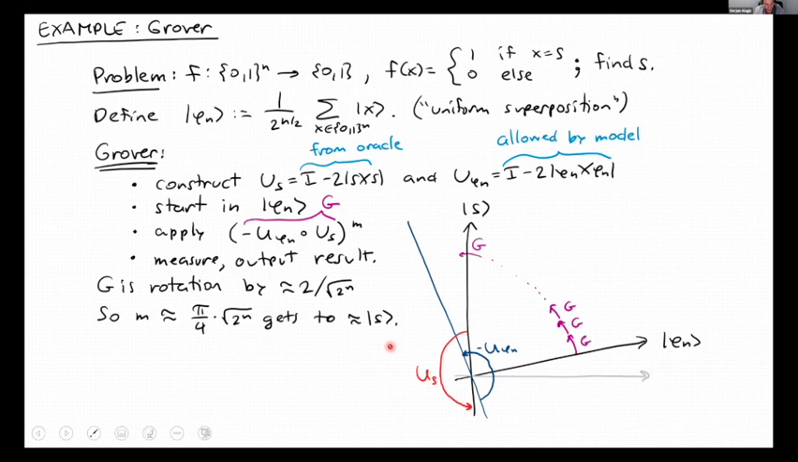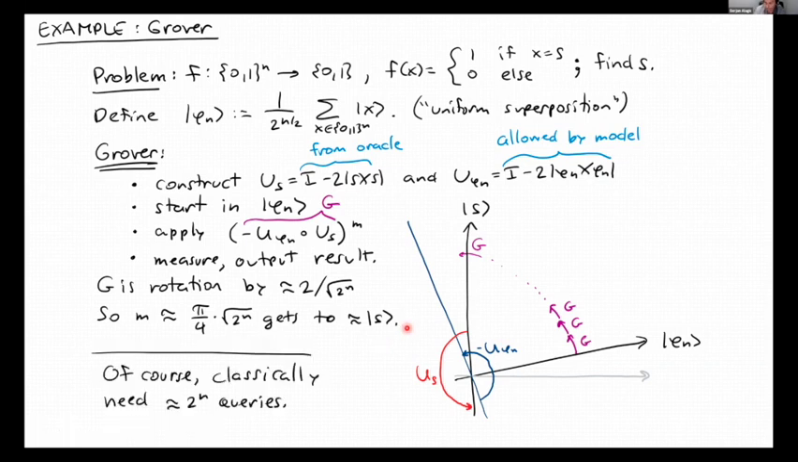So if we measure, then, remembering the way that measurement is defined, with high probability we're going to actually get this ket S. And of course, this is quite impressive because classically we need like 2 to the n queries to do this. Okay. So that's interesting.